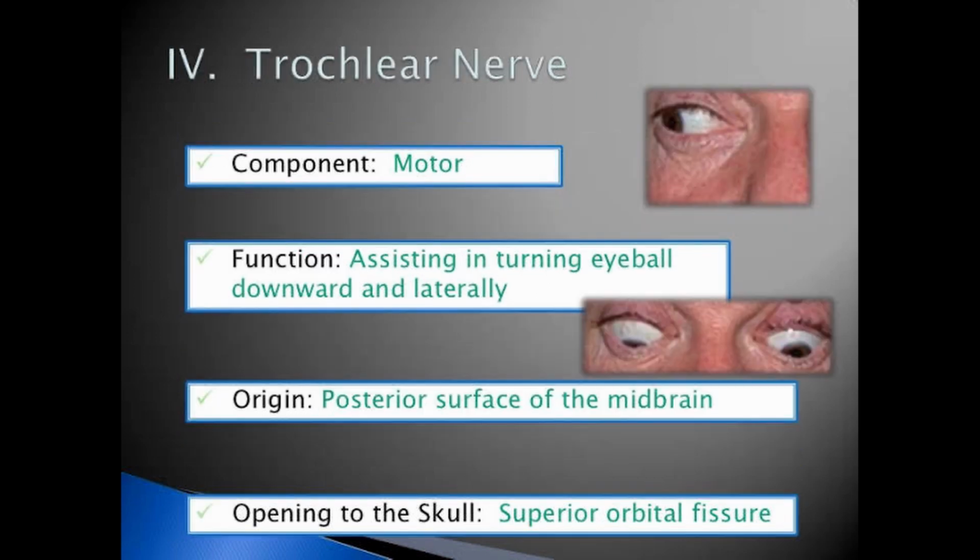Next one is the trochlear nerve. Its component is also motor, and its function is assisting in turning the eyeball downward and laterally. The origin of it is the posterior surface of the midbrain. So it also originates from the midbrain but on the posterior surface, and the opening of the skull is the superior orbital fissure. So the oculomotor nerve is for eyeball movement, and the trochlear nerve is also for eyeball movement, but in this the eyeball movement occurs downward and laterally. So this is the trochlear nerve.